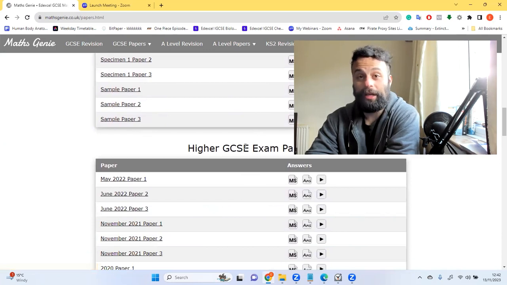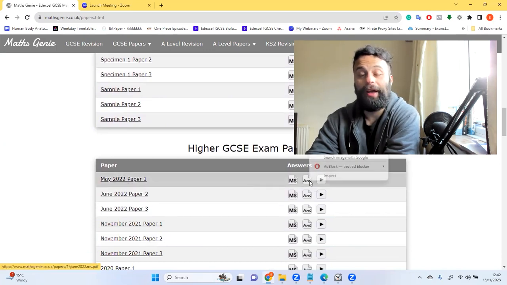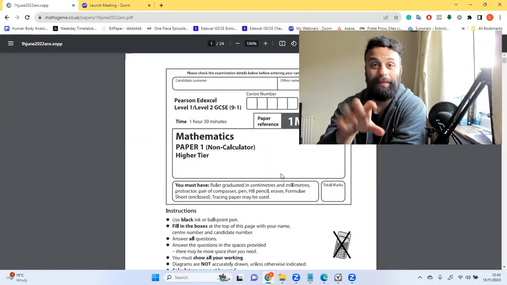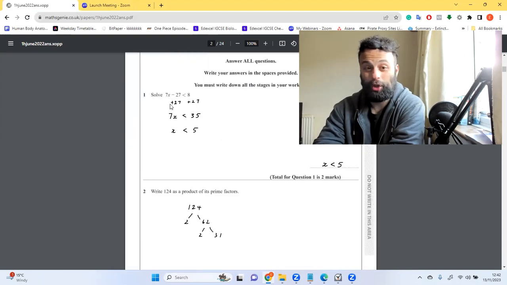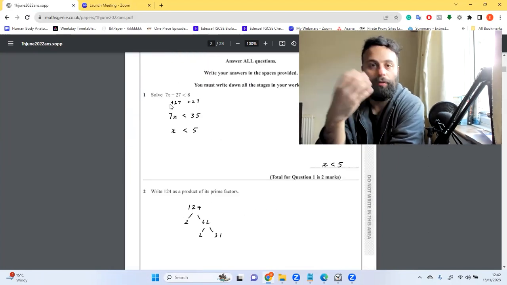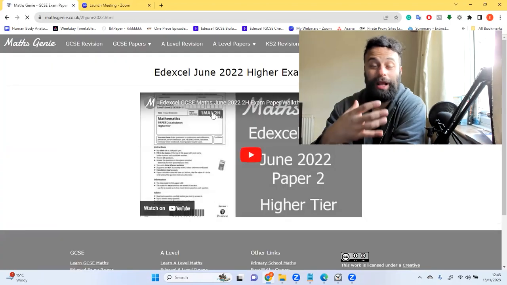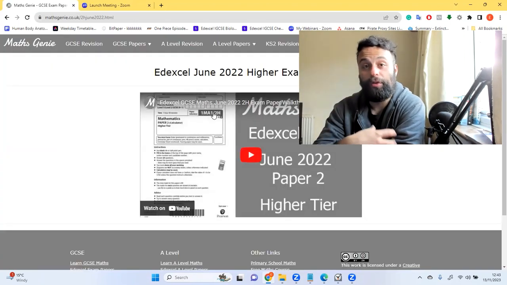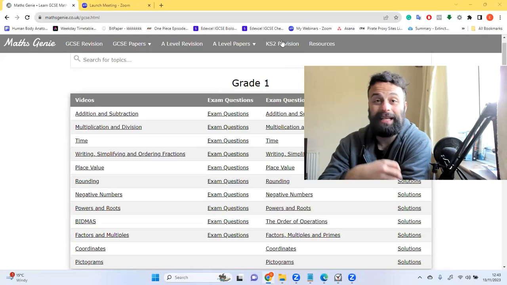The good thing about these exam papers is you also have the mark scheme, and also what they released is an answer kind of written out. So they've written out, gone through it, which is pretty good, as well as videos where they walk through going through the answers. They also have Key Stage 2 revision.